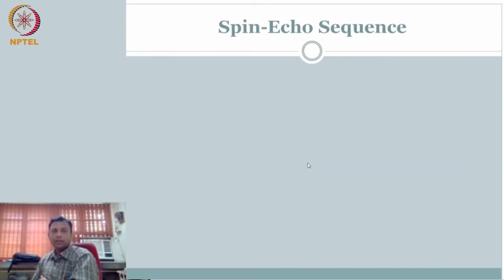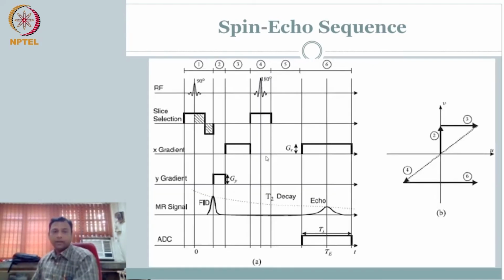So how do we write the spin echo sequence? Nothing changes, so RF is the same. You do 90 degree, you do the slice selection, so you have picked your slice. Nothing new here. Once you pick the slice, you are getting some signal, but immediately I am applying phase encoding, and I am not recording the signal. The moment I apply phase encoding, I start the frequency encoding.